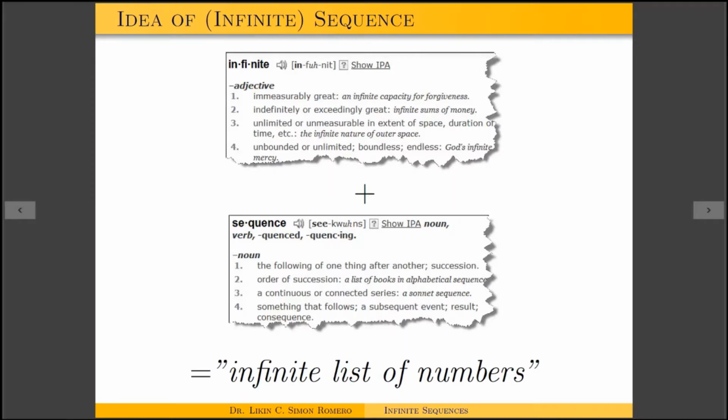And so from this, you can get the idea that an infinite sequence is an infinite list of numbers. Now, what we mean by an infinite list is there is a first element, and a second element, and a third element, and a fourth element, and so on. And so we have a 10th element, a 100th element, a 27 millionth element. You can just keep going.